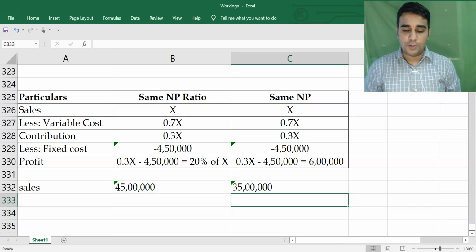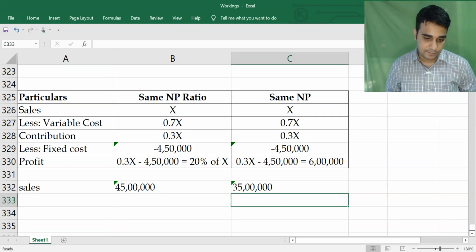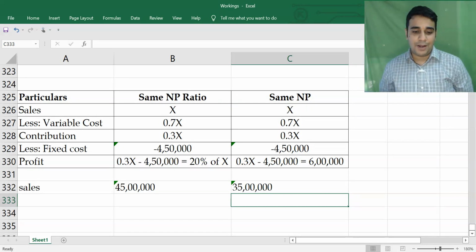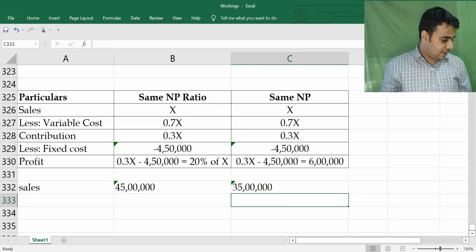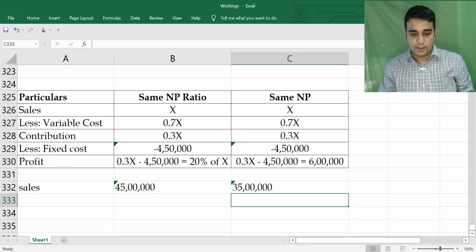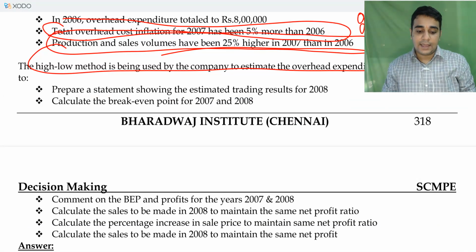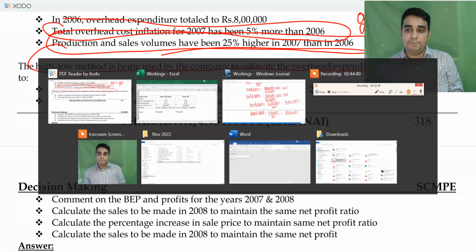In one situation I wanted to maintain the profit margin, so I equated it to 20% of sales. In another situation I want to maintain the same profit, so I have equated it to 6 lakh rupees. I could have done this by using a formula called sales to achieve desired profit: desired profit of 6 lakh plus fixed cost of 4,50,000, divided by PVR, would have given me the answer. Any doubts on this? Then calculate the percentage increase in selling price to maintain the same NP ratio.